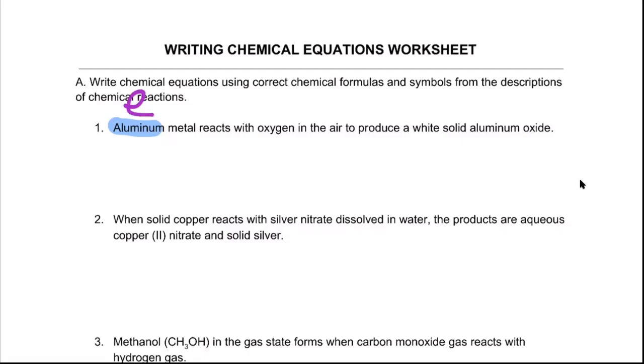If I keep going, aluminum metal reacts with, the next chemical that I see is oxygen. And oxygen is also an element that's also on our periodic table. So it says aluminum metal reacts with oxygen. So we have two elements reacting together in the air to produce a white solid, aluminum oxide. So the next chemical that I encounter is at the very end here.